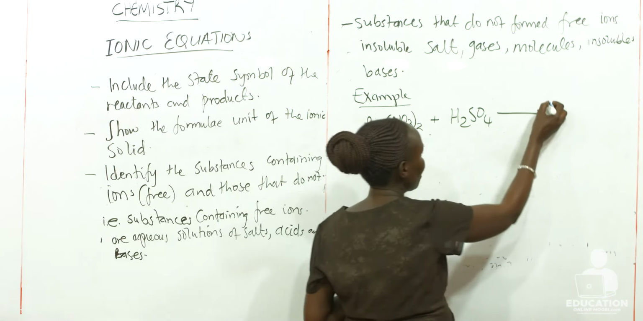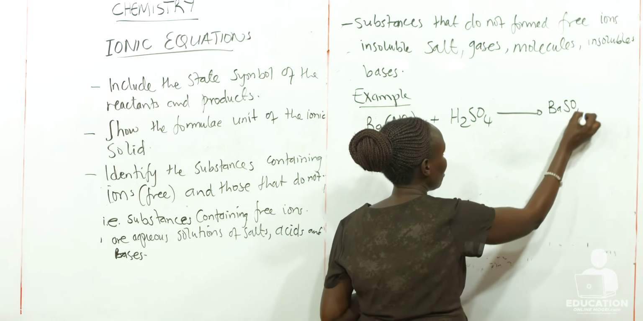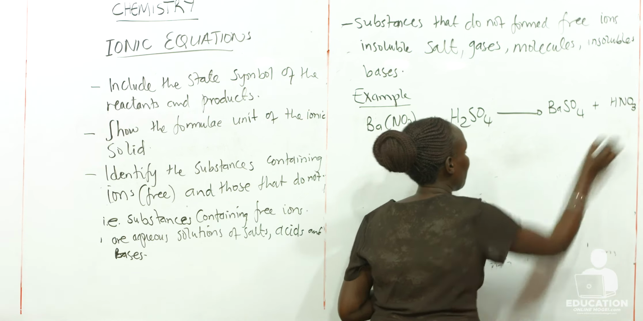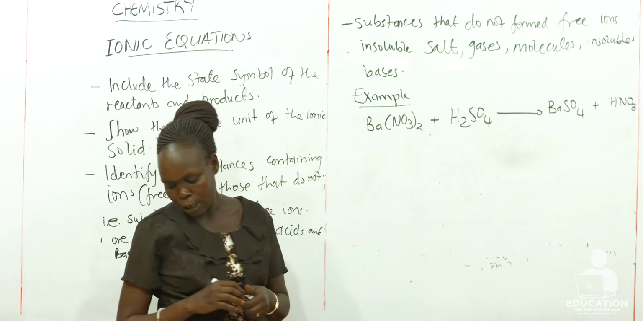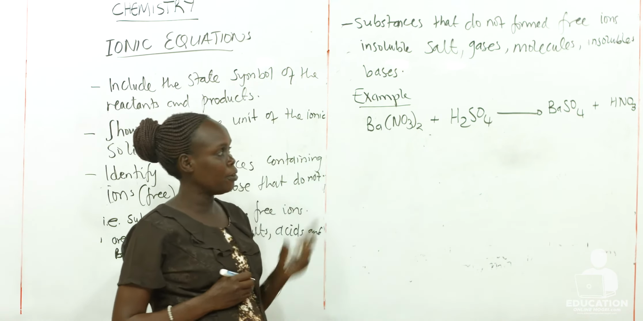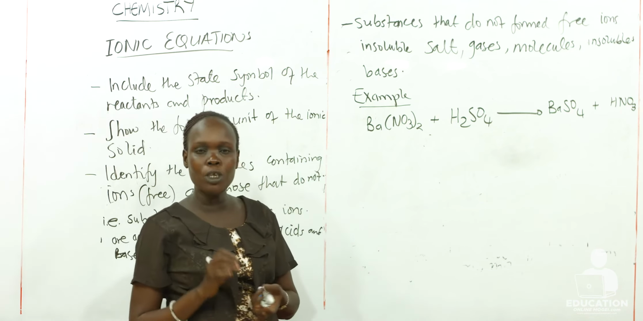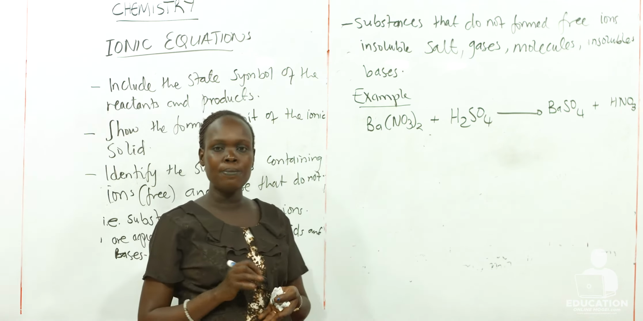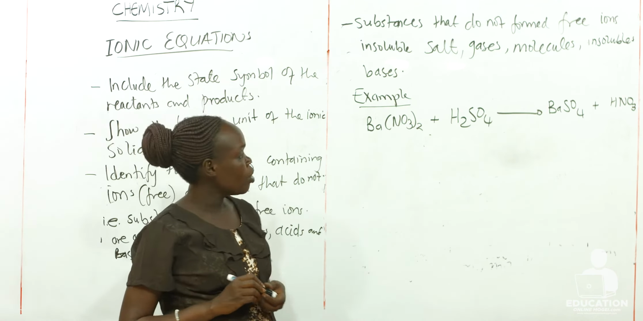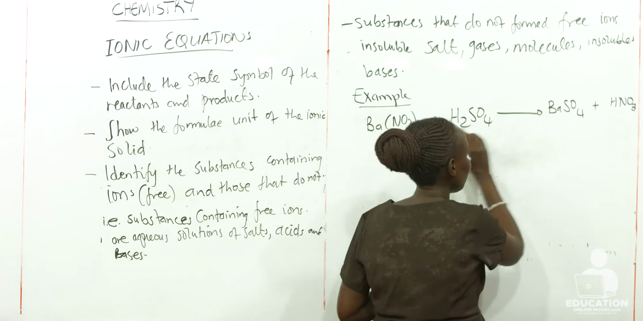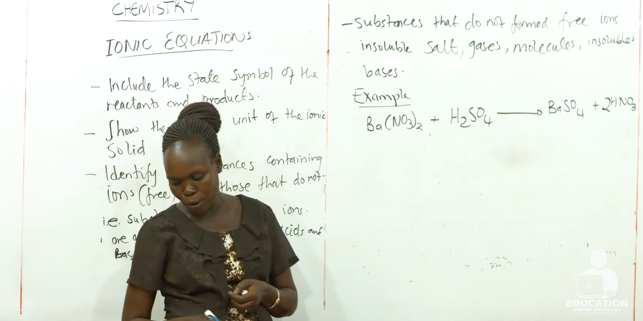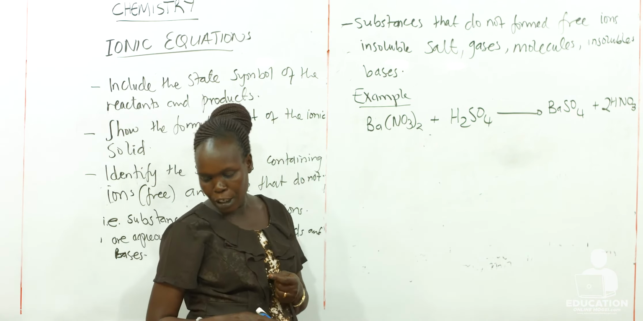So we shall have barium sulfate plus this byproduct. This we call the full equation. So the full chemical equation is this one. We have to check whether it's balanced or not. We need to balance the number of atoms at the reactant side with the product side. In this case, 2 atoms of hydrogen are not balanced, so we put 2 at the side of the product. So we form the total ionic equation.